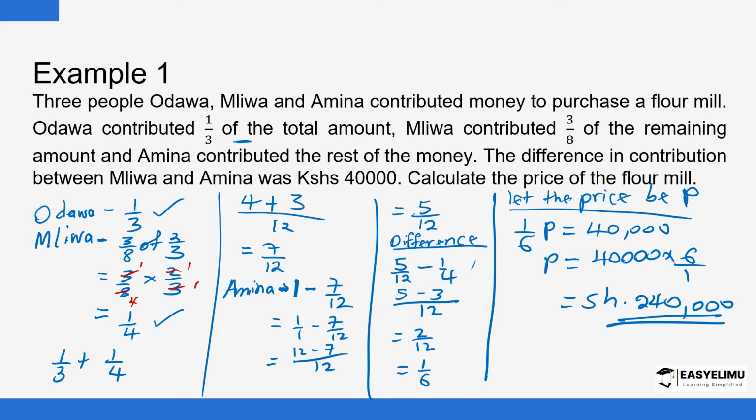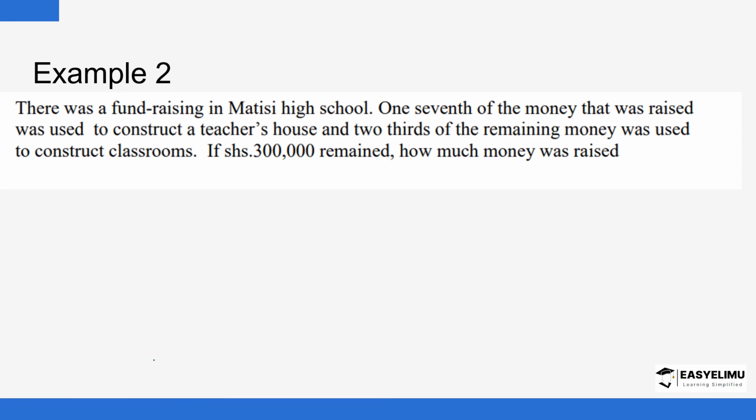So that is how you go about it. We have the second example here. In the second example, we are told of a fundraising in Matiusi High School, 1/7 of the money. So you see a fraction has been given here in word form, 1/7. That means 1 over 7.